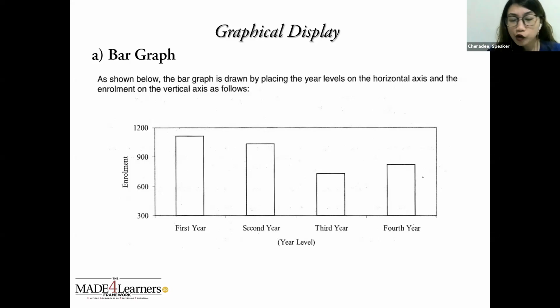It doesn't mean that if you're enrolled in second year, you're also enrolled in first year. So that is why they are mutually exclusive. They do not happen at the same time. Okay? Next.